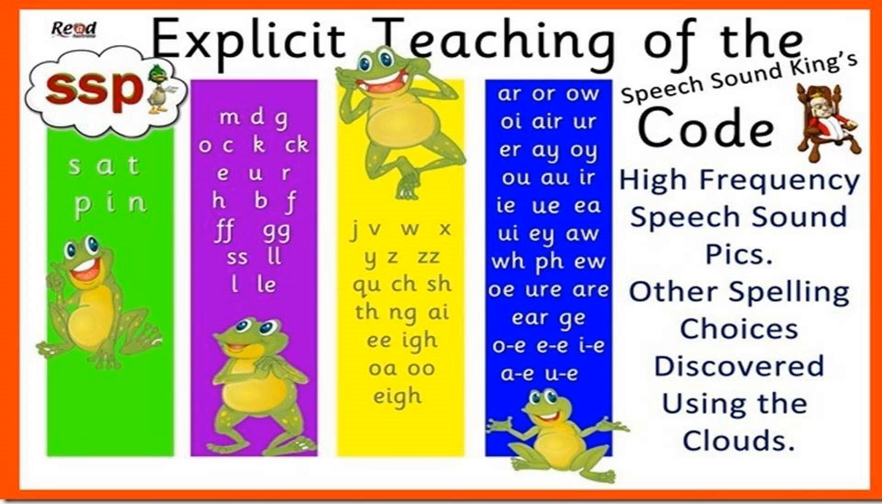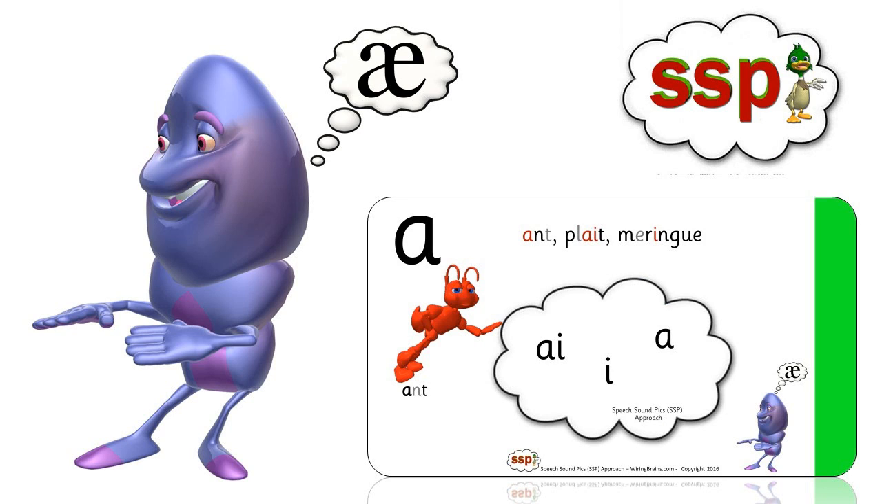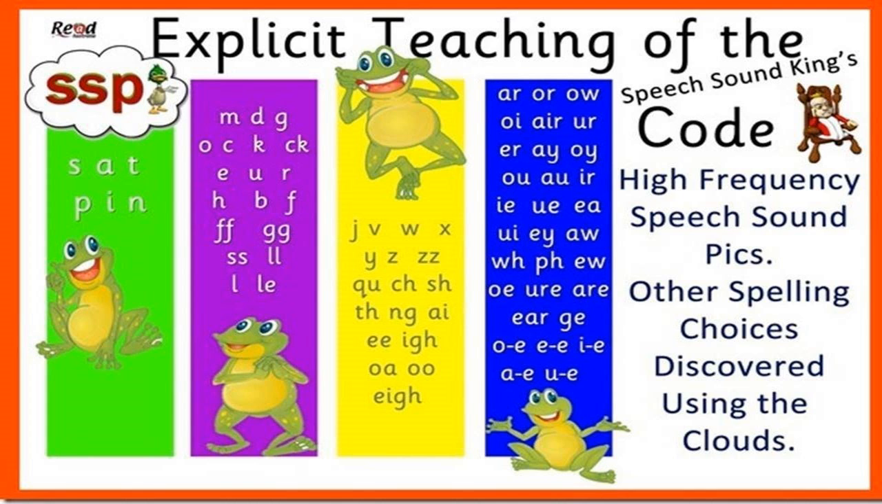The 26 letters of the alphabet are used in different combinations to represent those speech sounds. But whereas that symbol and the monster represents one speech sound, remember that can be represented in lots of different ways. The speech sound is represented in different ways in the words ant, plat, meringue. The same speech sound, but represented in different ways using the 26 letters.